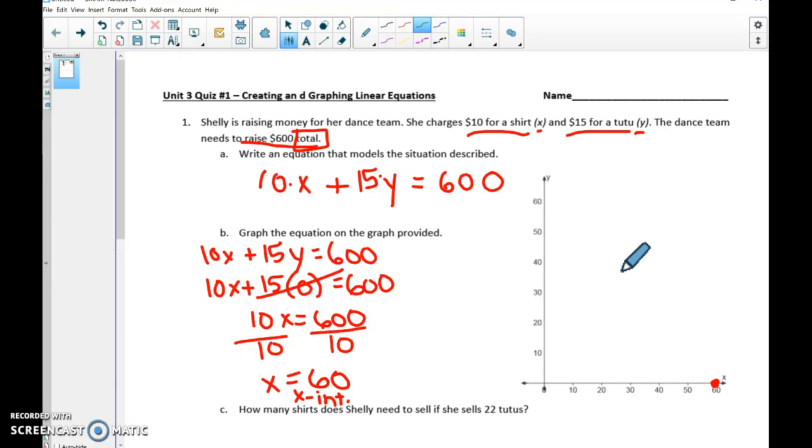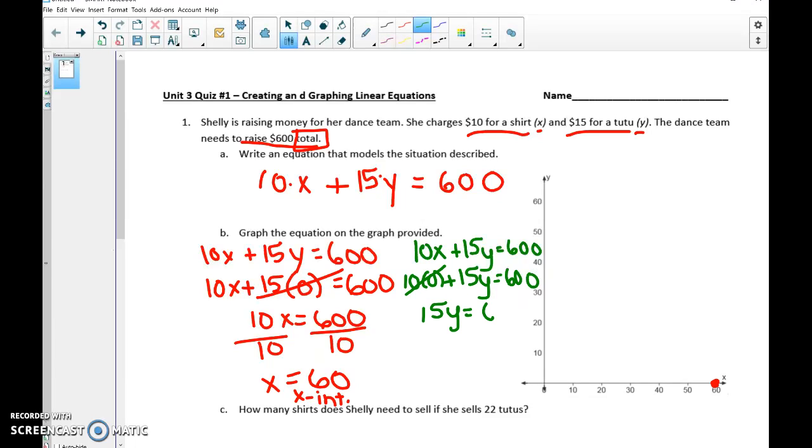Now I need 2 points to make a line, so I'm going to have to do the same thing, only this time instead of plugging in 0 for y, I'm going to plug in 0 for x and follow the same routine. This time I'm going to get the y-intercept. So this is going to go away. I have 15y equals 600. If I divide by 15, I'm going to get that y is equal to 40.